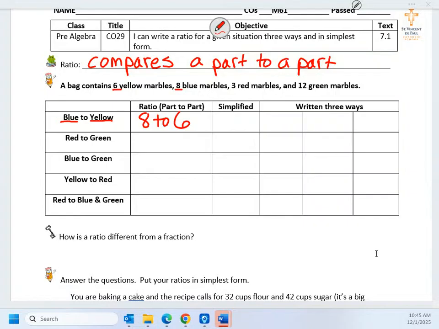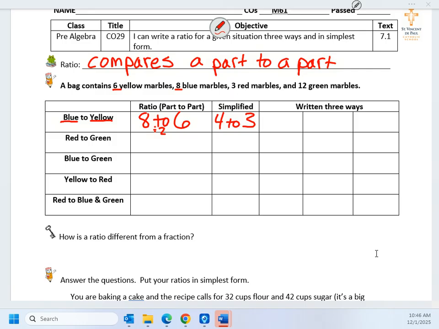What would 8 to 6 simplify down to, Finley? 4 to 3. We can divide a 2 out of both of those numbers. 8 divided by 2 is 4. 6 divided by 2 is 3. So our final product has to be that simplified version, making sure we keep that blue as our first number. You can't randomly flip them. Blue always has to be first for this because it says blue to yellow.